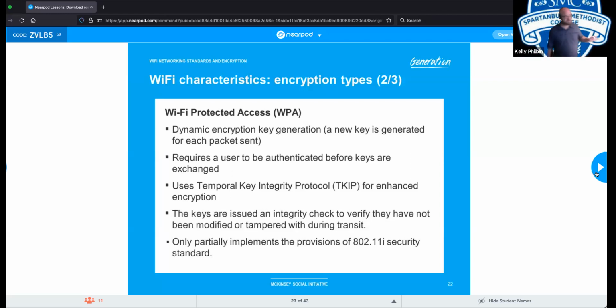All right, it uses the Temporal Key Integrity Protocol for enhanced encryption, meaning over time that key is going to change. It doesn't remain the same. Keys are issued on an integrity check, and they have to make sure that they have not been messed with, changed, or altered during the transit of the packet itself.